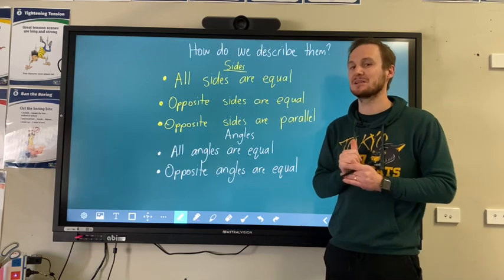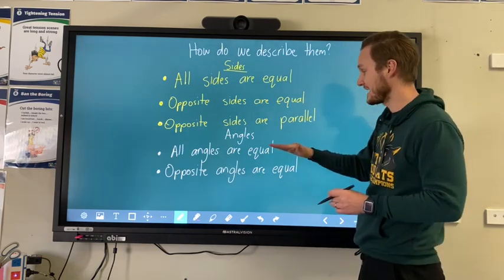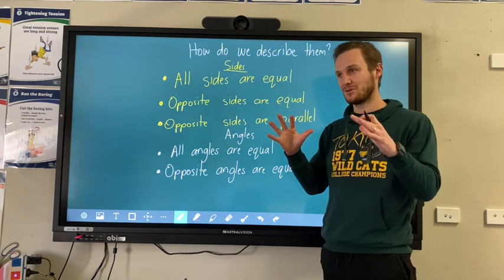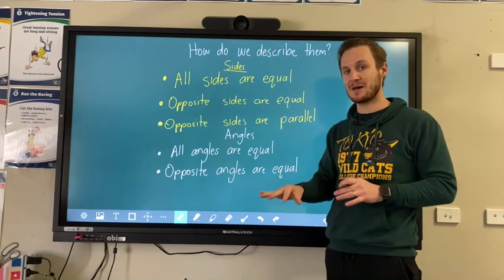And we're going to get to parallel again before we start this. And then we're also going to describe the angles. Are all the angles equal? Or are the opposite angles equal? And we're going to go through this one at a time, but they're the things.